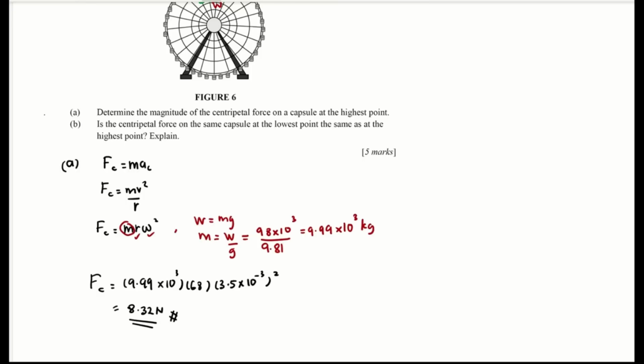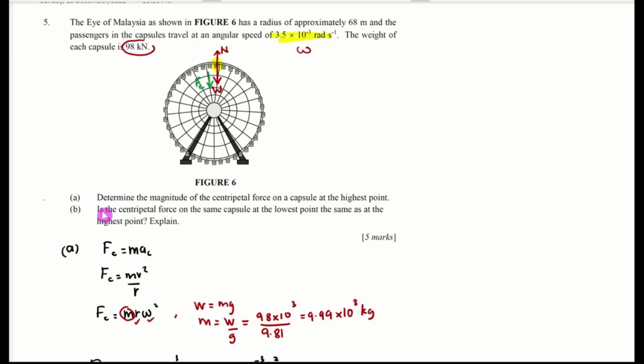Okay, so very easy. And then for the second part, let's read the question. Is the centripetal force on the same capsule at the lowest point the same as at the highest point? It means that if the same capsule is moving downward and finally reaches the bottom position of the Eye of Malaysia here, what is the centripetal force? So we want to calculate the centripetal force at this position.